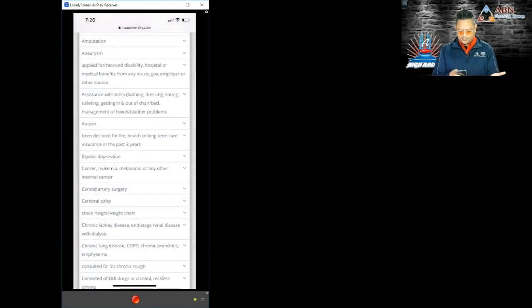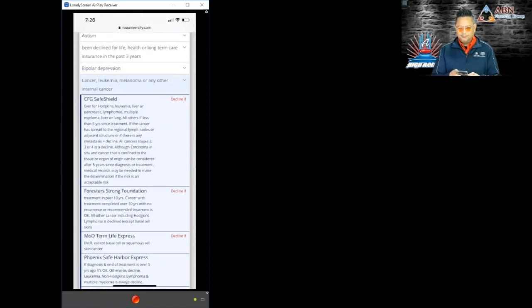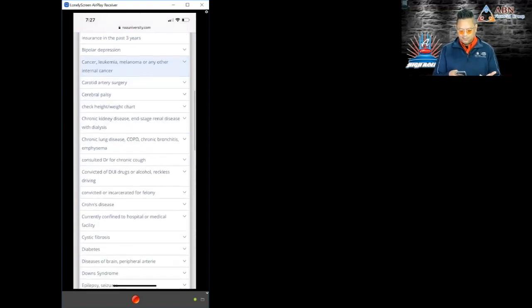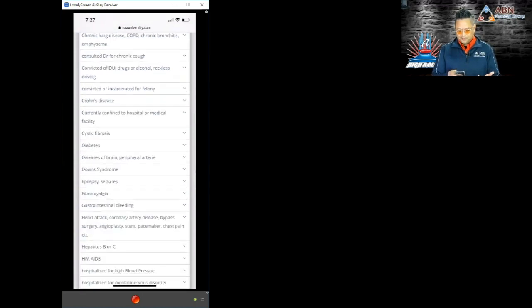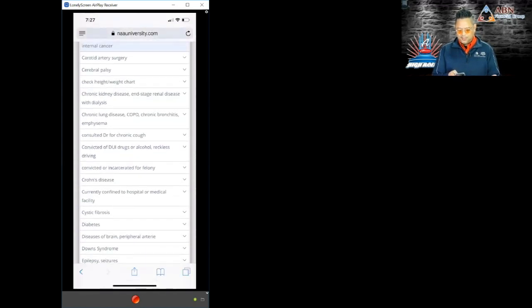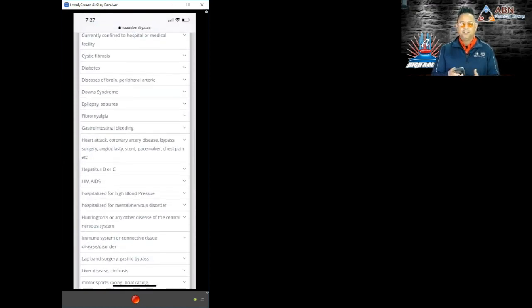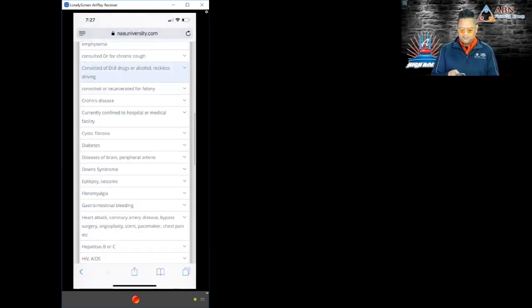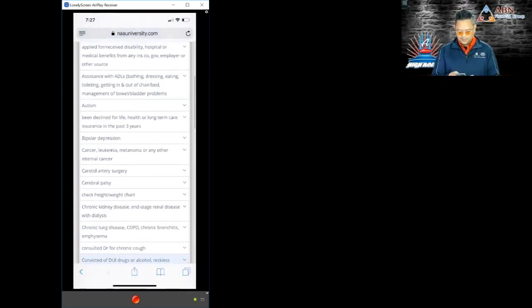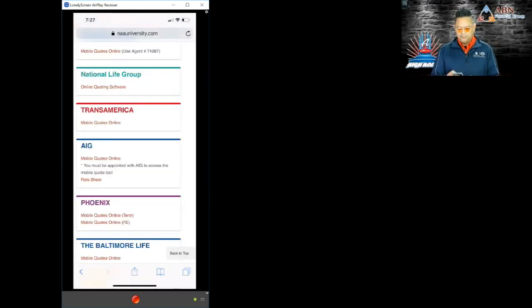Or cancer, let's say cancer. So cancer, decline if, and it gives me all the reasons why they would decline someone with cancer. Okay, so it's not automatically a decline for every cancer, but it'll give me the idea of which one. DUI is on here, right? So be very familiar with the different conditions that we can get them covered with, and that's what we do with that. So now I'm going to run a rate.